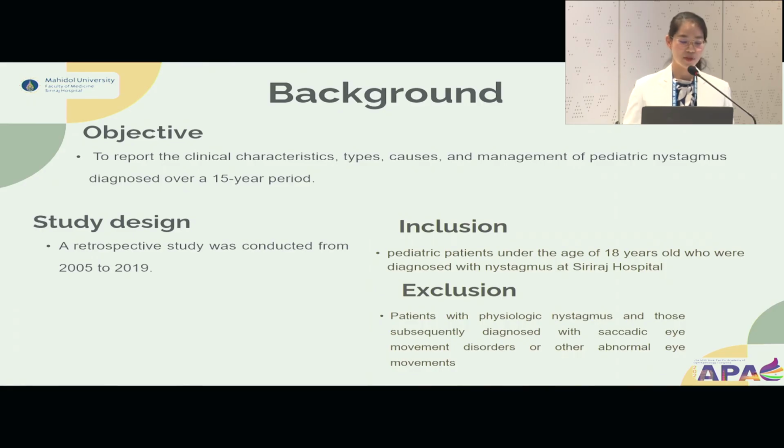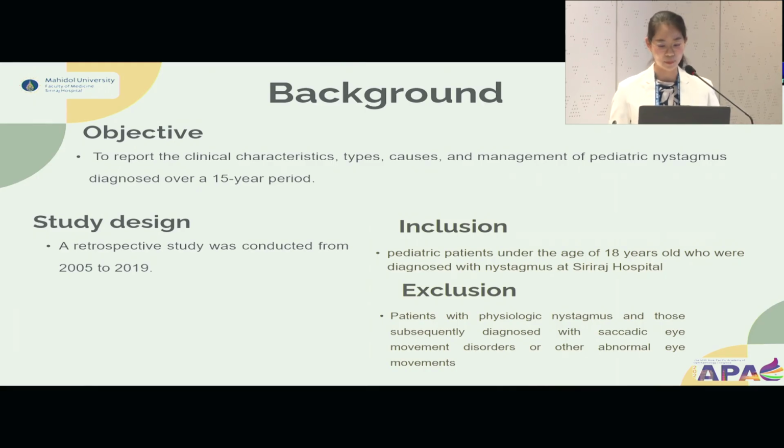For the objectives, this research is to report the clinical characteristics, types, causes, and management of pediatric nystagmus diagnosed within the past 15 years in Thailand. Because we have so little information about this, we had to conduct this study. All patients diagnosed with pediatric nystagmus before the age of 18 were included. May I have the next slide?